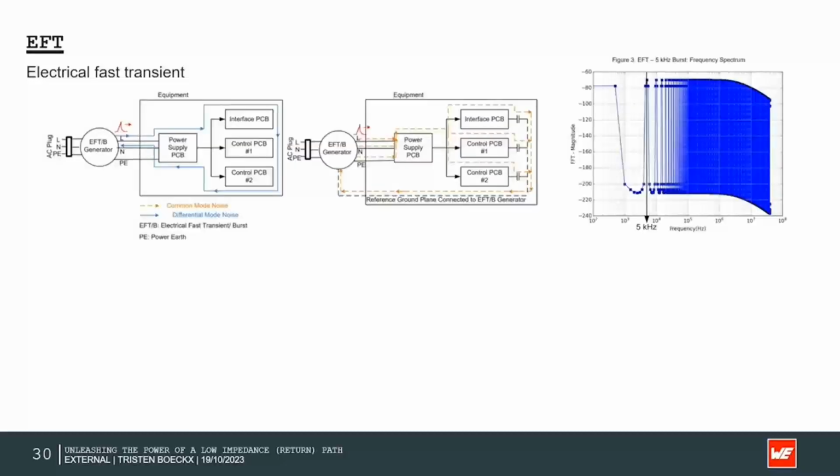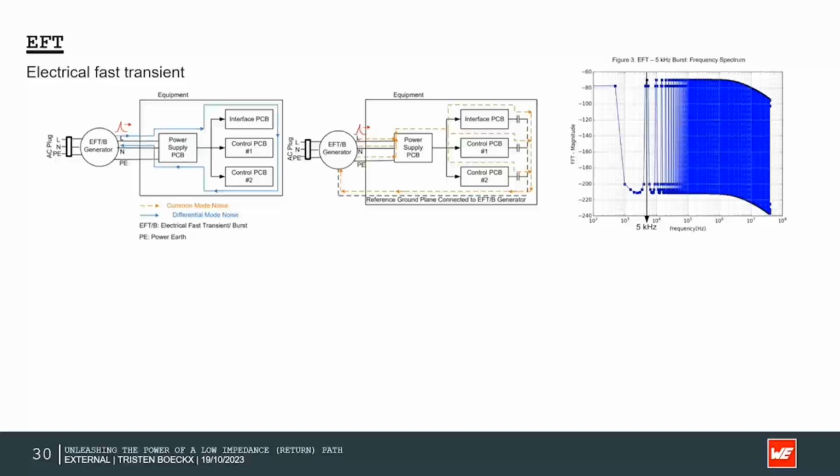we can say that an EFT is a high voltage, high frequency noise. This is due to the steep edges, which give this a wide frequency band noise signal.